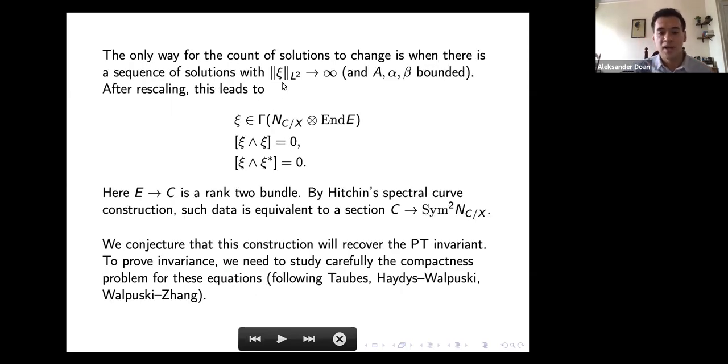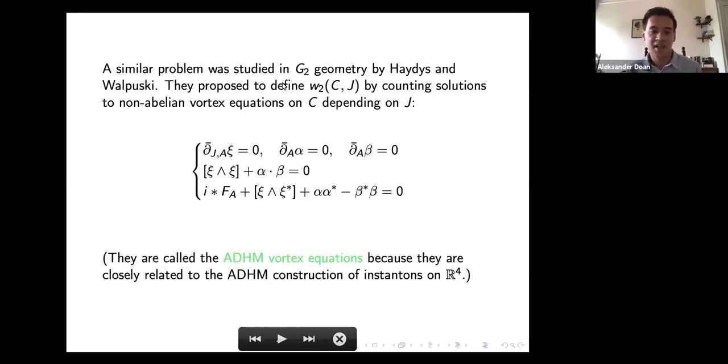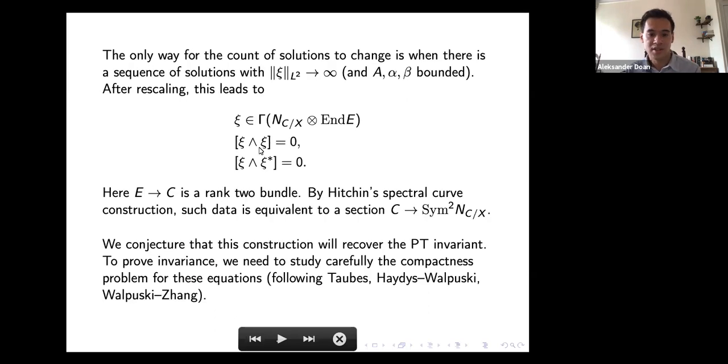So suppose that you have a sequence of solutions such that the L2 norm of the section goes to infinity, and rescale everything. In other words, you neglect everything that does not go to infinity. Because alpha and beta are bounded, you can set them equal to 0. So you set alpha, beta equal to 0 and also set A equal to 0, so the connection also does not go to infinity. Essentially what you recover is this. These are the limiting equations.